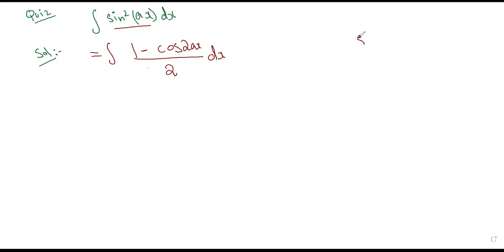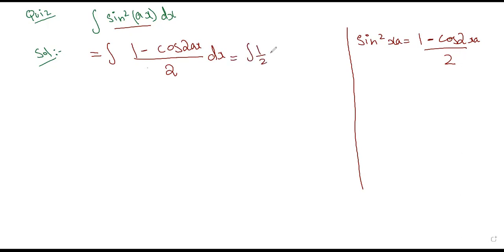We know that sine square x is equal to 1 minus cos 2x by 2, and since we had an a over here, we can always write it down like this. Is it clear? So this is the right choice. Anyways, we will simplify things further and we'll have integration of 1 by 2 dx minus integration of cos 2ax by 2 dx. So this would be 1 by 2x minus.